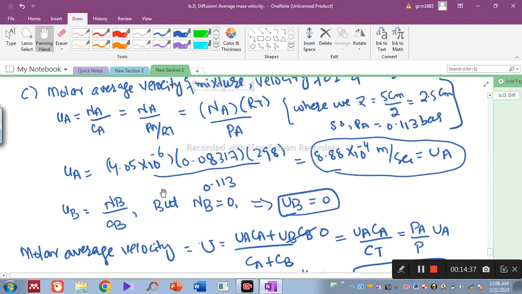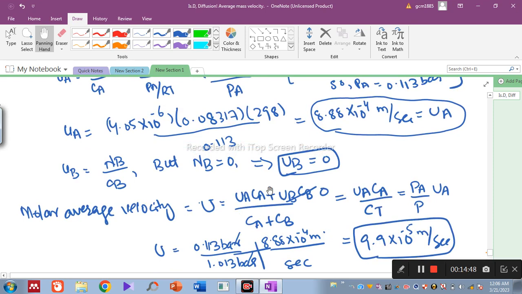Now the velocity of nitrogen is equal to the flux of nitrogen divided by the concentration. The flux of nitrogen is 0, so the velocity of nitrogen will be 0. Now the molar average velocity is obtained from this equation. UB is 0, and in place of CT we will put P divided by RT, and CA divided by CT will be equal to PA divided by P, and this UA is obtained, which is this one.